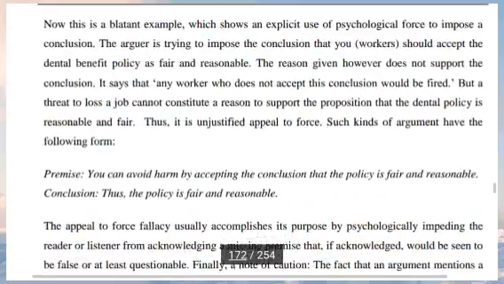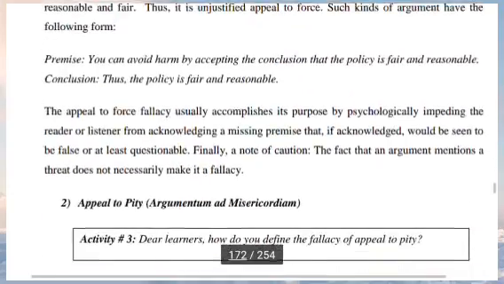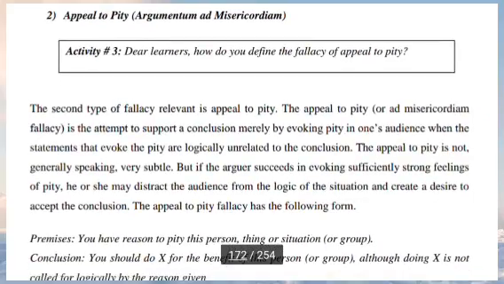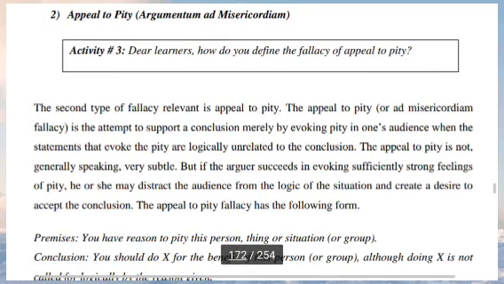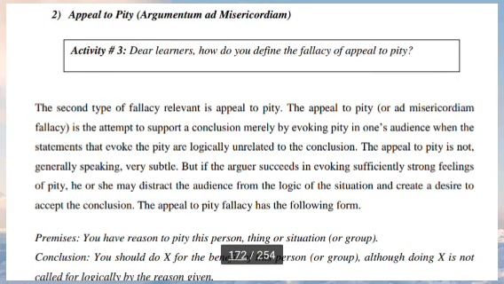So the second kind of fallacy which is under fallacies of relevance is appeal to pity. Appeal to pity is a kind of fallacy that occurs when an arguer attempts to support a conclusion by merely evoking pity from the reader or listener, and this pity may be directed towards the arguer or towards some third party.